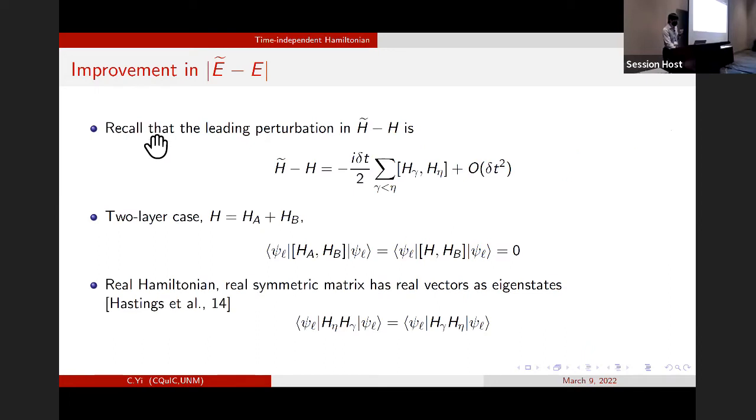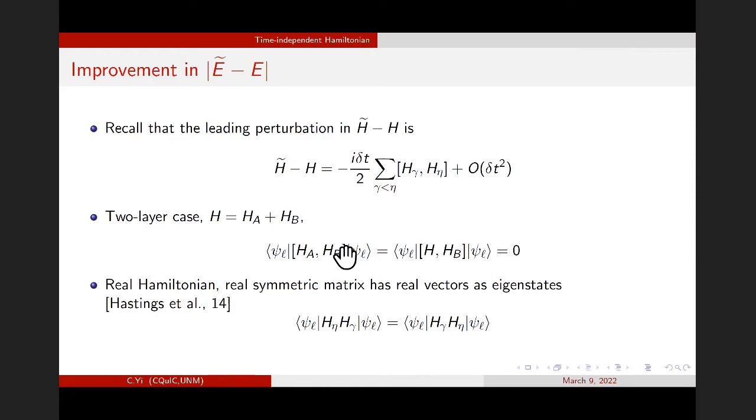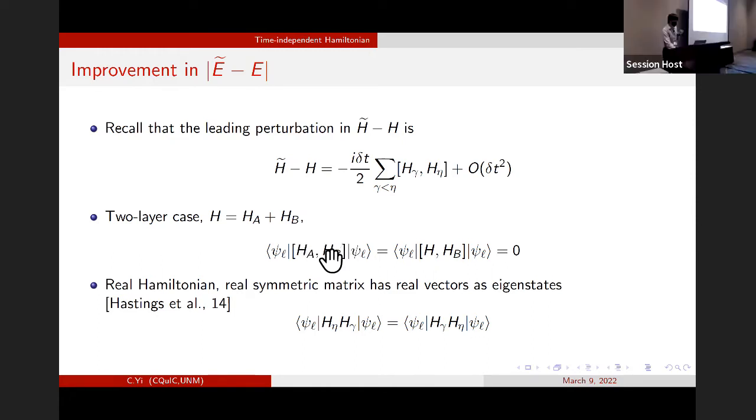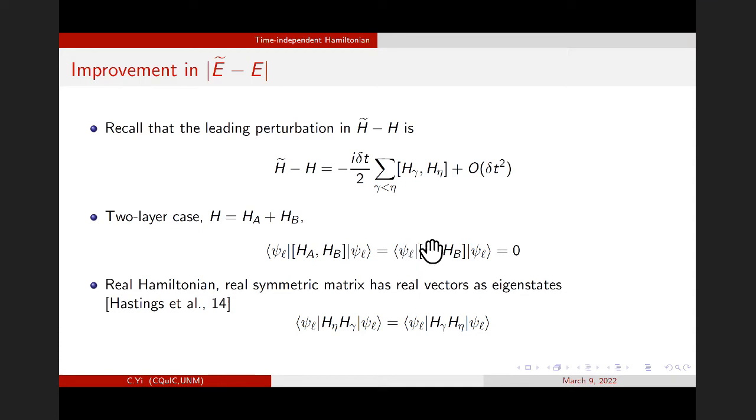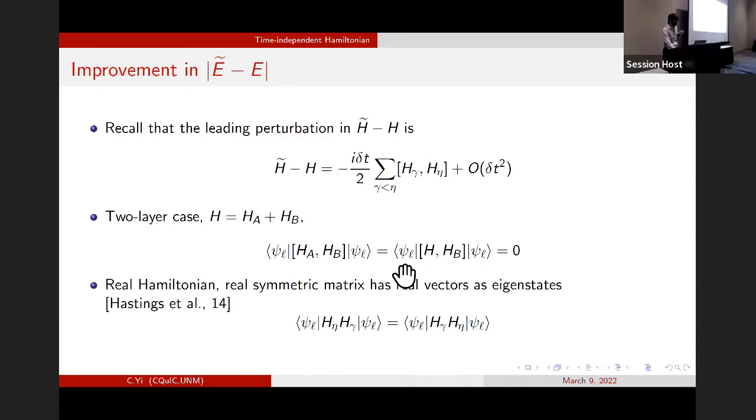And now recall that the leading perturbation term in the effective Hamiltonian will look like this. The first special situation is a two-layer case, where we separate the Hamiltonian into two layers. Actually every two-local Hamiltonian can be separated in this way. Now let's look at this expectation value. Because H_B commutes with itself, we can add an H_B here. Then this part is just H commuting with H_B. And phi_a is an eigenstate of H. Now if we expand this commutator, we can easily verify that this is 0.